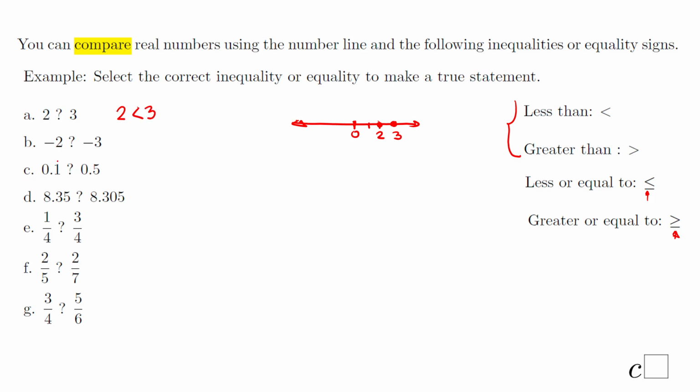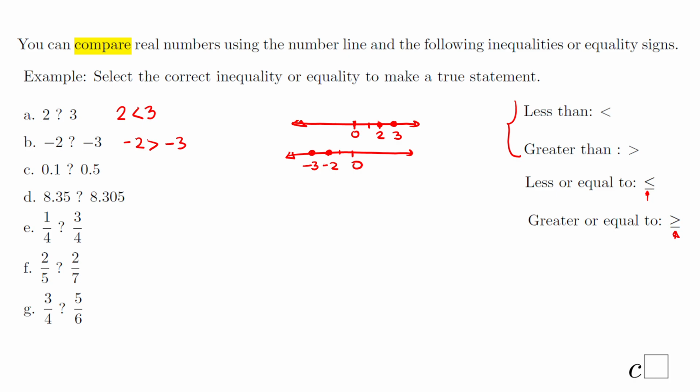What about the second statement, B? On B, you need to be careful. I'm going to use the same approach, 0. Negative 2 is this, and negative 3 is the very next one. Since negative 2 is closer to 0, but is on the negative side of the number line, we're going to say negative 2 is greater than negative 3. So be careful how you judge this inequality sign.